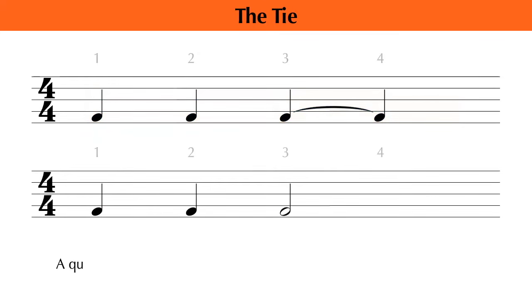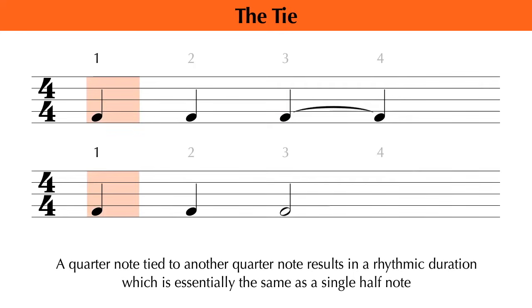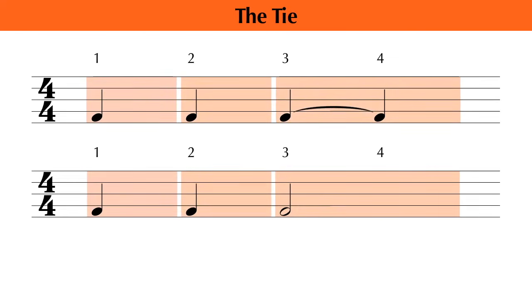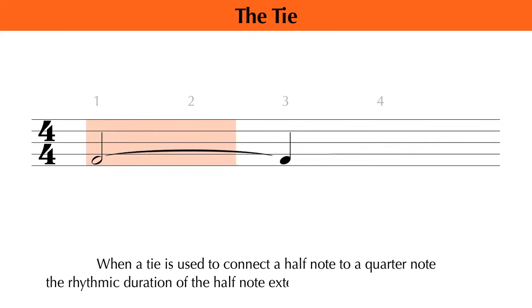As you can see, a quarter note tied to another quarter note results in a rhythmic duration which is essentially the same as a single half note. When a tie is used to connect a half note to a quarter note, the rhythmic duration of the half note extends from 2 beats to 3 beats.